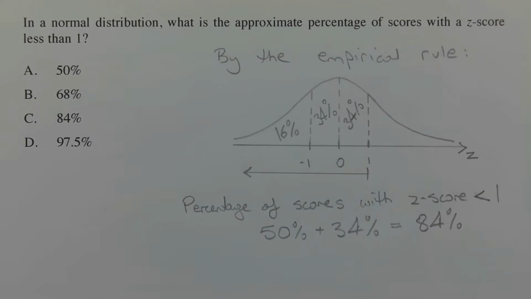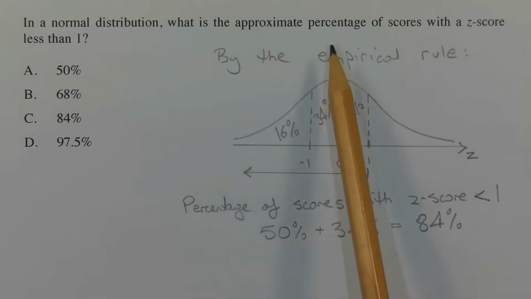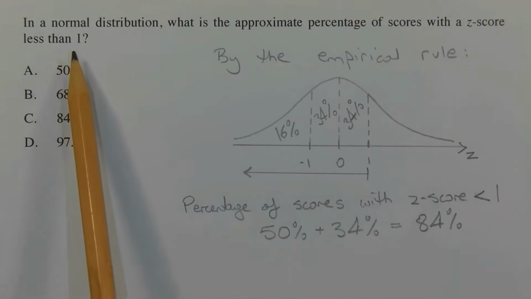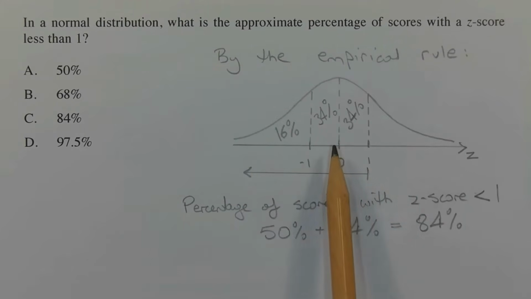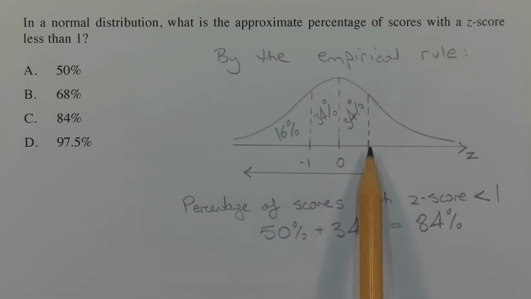The question, though, is asking for the approximate percentage of scores with a z-score less than 1. So here's a z-score of 1 that's noted on this sketch of the normal distribution. We want the percentage of scores that lie to the left of 1, so that's this area here. We know that 50% of scores must lie below a z-score of 0. And if 68% of scores lie between a z-score of -1 and +1, and the normal distribution is symmetrical, that means 34% of scores must lie between a z-score of 0 and +1.